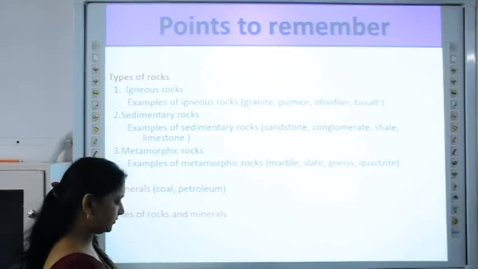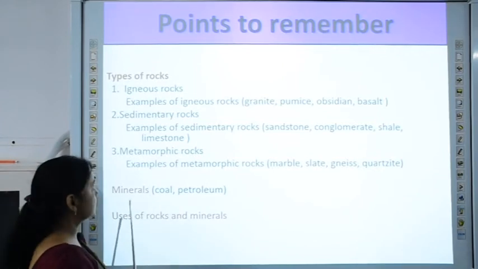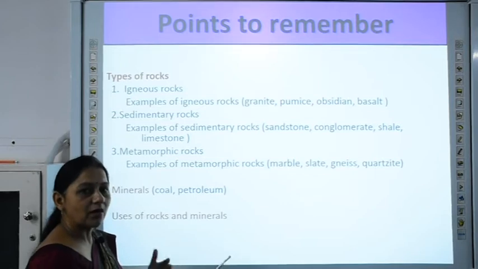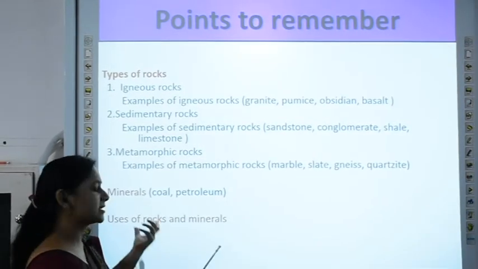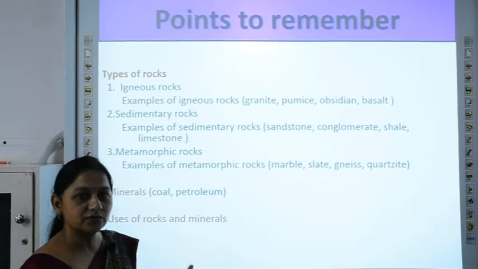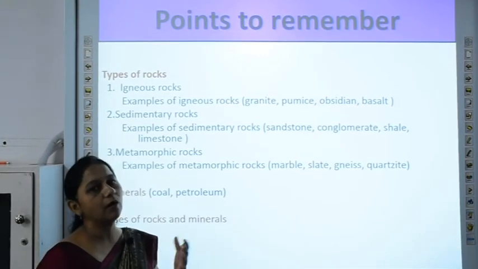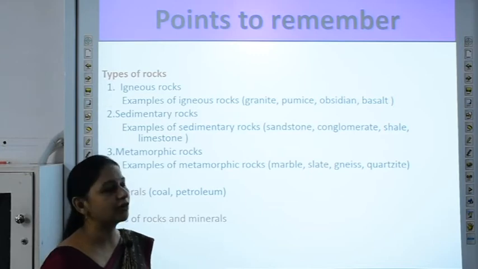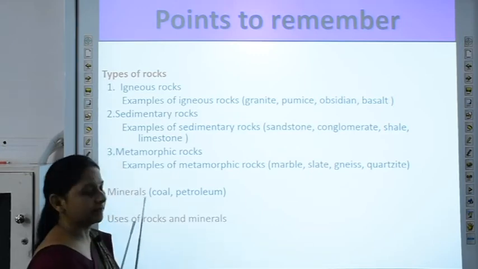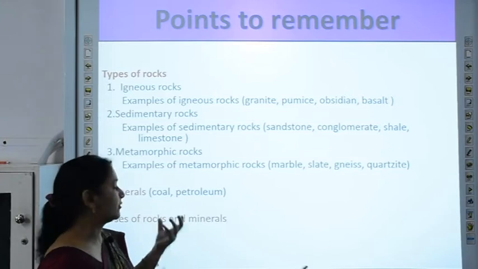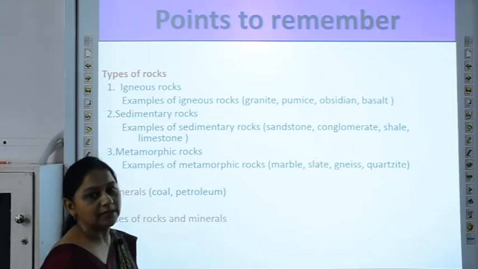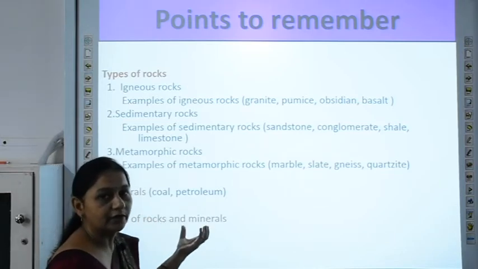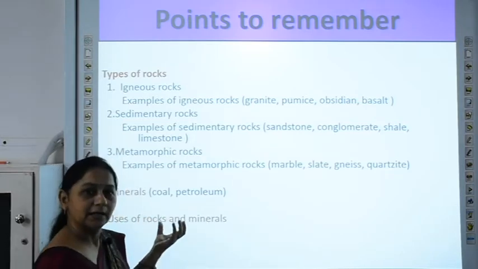The next topic of this chapter is minerals. Minerals are naturally occurring substances, and rocks are made up of minerals. Minerals may be of two types, metallic or non-metallic. Metallic minerals are like gold, silver, iron, copper, and coal, petroleum are non-metallic minerals. Mica, coal, petroleum, all these are non-metallic minerals.